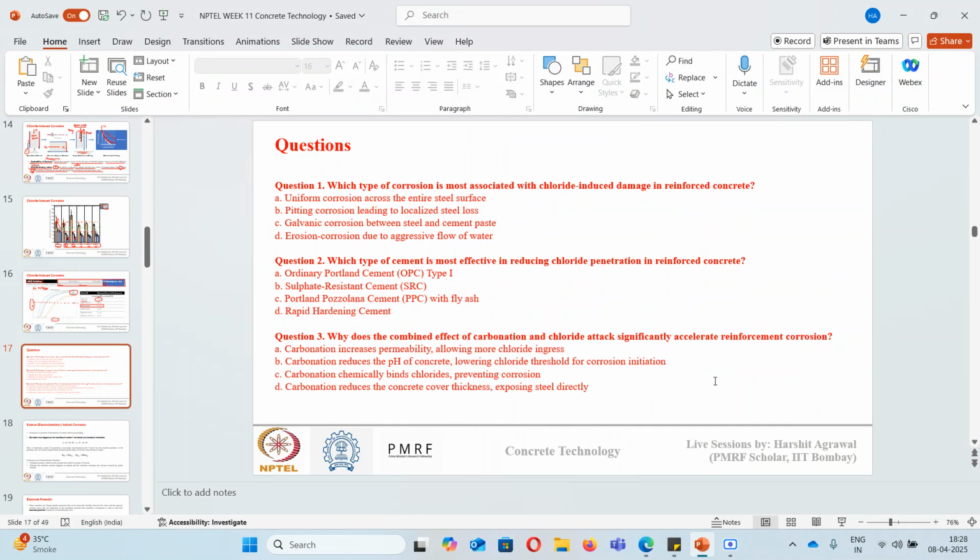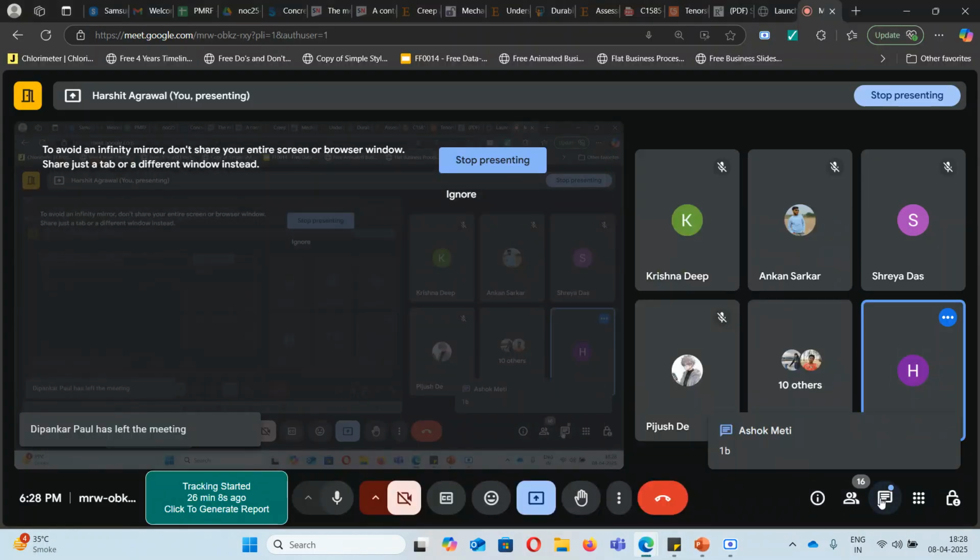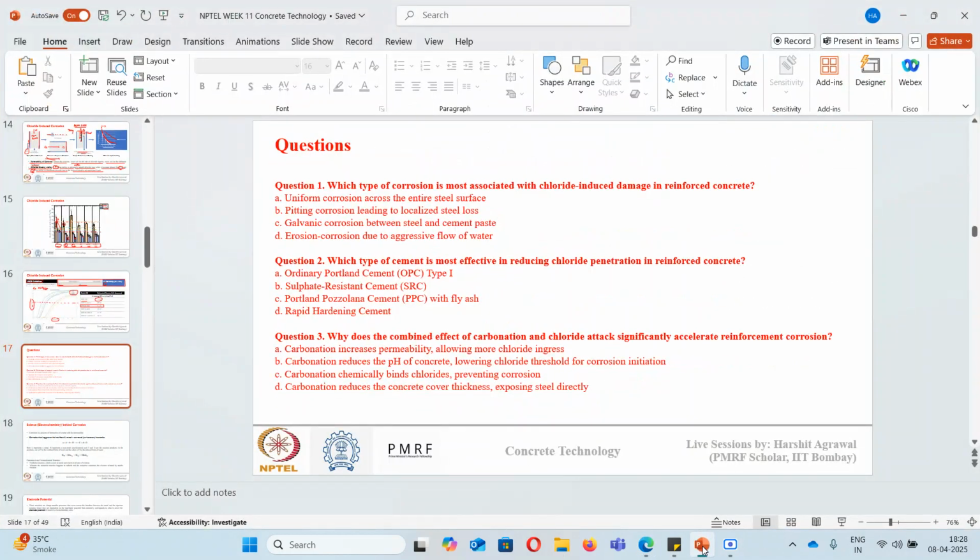Okay, so for the first question, what will be the answer? Which type of corrosion is mostly associated with chloride induced damage in reinforced concrete? Any other answer?